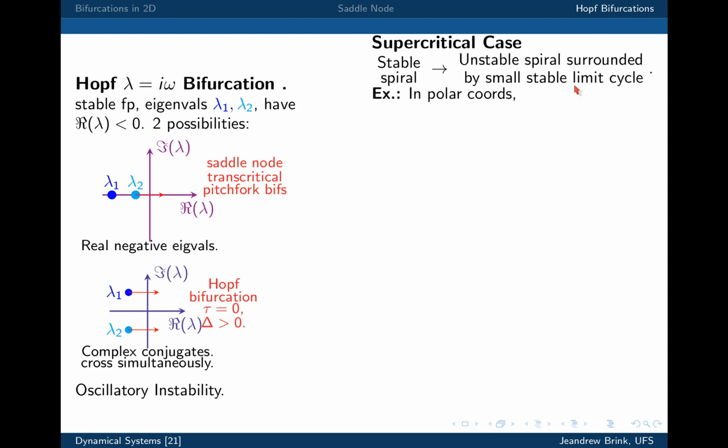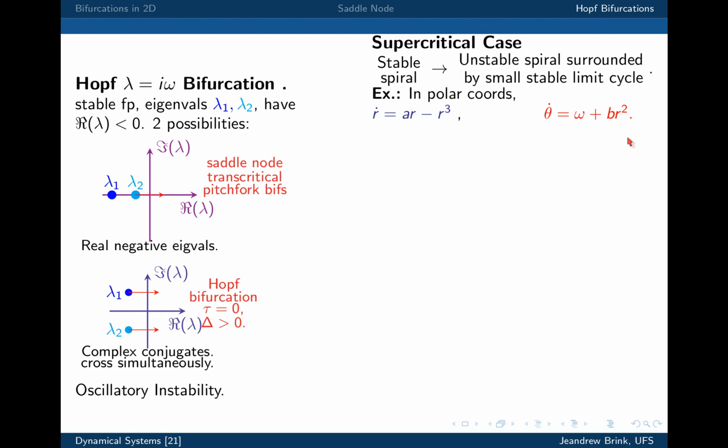Okay, so an example is, suppose you were to have a differential equation and you would write it in polar coordinates, and you were to get something that looks like r dot equals ar minus r cubed. So that's still decoupled, fortunately, in polar coordinates, and you were to have theta dot equals omega plus br squared. Okay, so I've made it up.